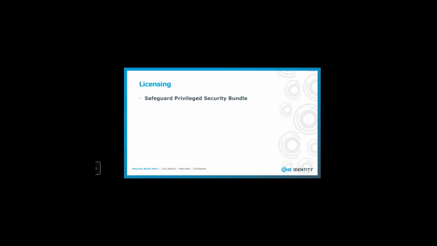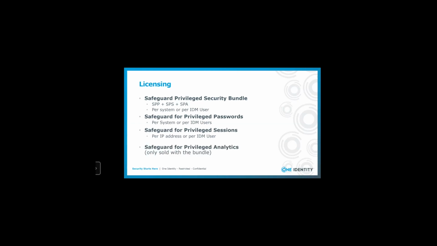So, the licensing model. We can sell the privileged security bundle, which includes the password, sessions, and analytics in one license, and it could be per system or per IDM user. Or we can sell the privileged password module only, per IDM user or per system. We can also sell the session module only, per IDM user or per system. The analytics is available only with the security bundle, which has all modules: password, sessions, and analytics.